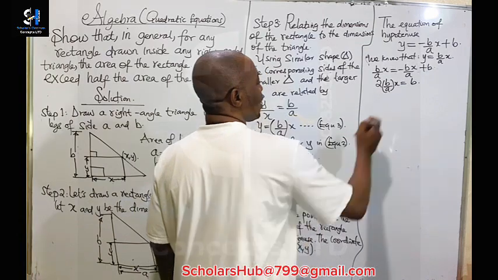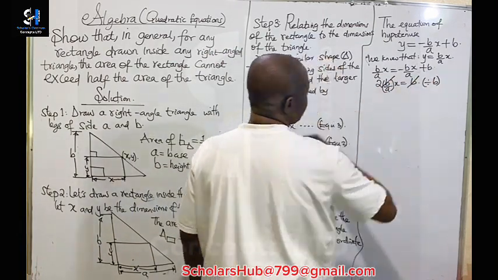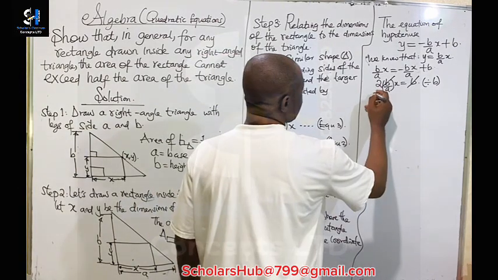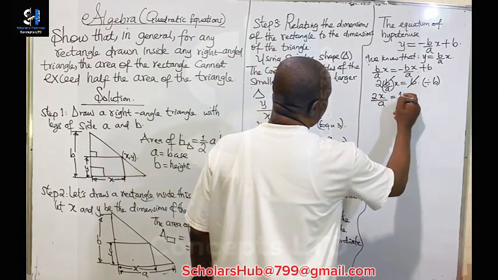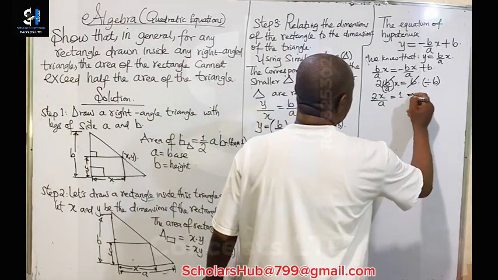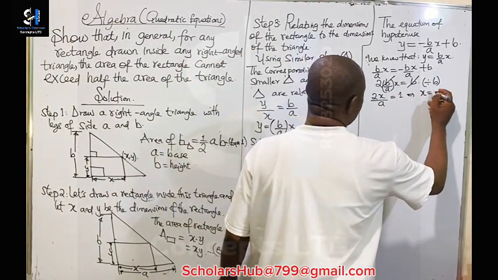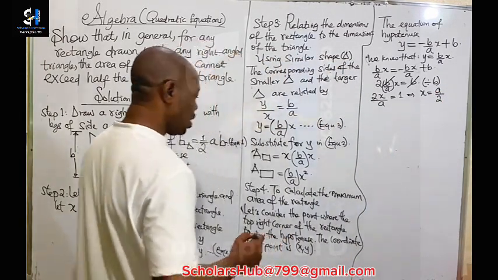b. Now we can cancel b, when we divide both sides by b, so we can have 2x over a equals 1. Now let's make x the subject of the formula. So from here, x will be equal to a over 2.